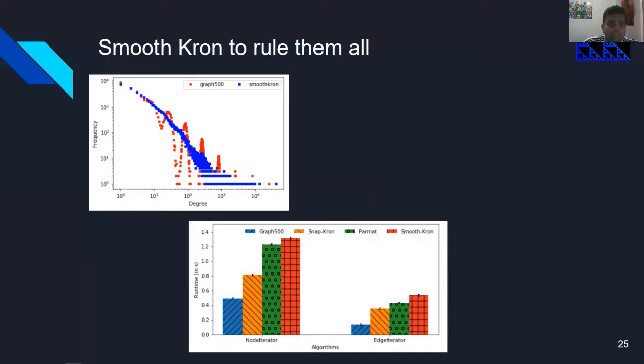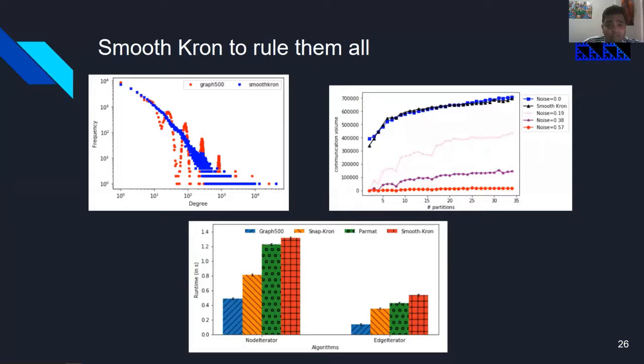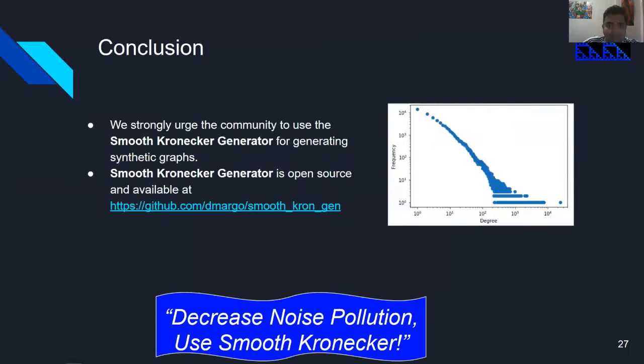Here, the graph generated using Smooth Kronecker has the highest runtime for 2 different algorithms of triangle counting on Galois, a popular graph processing system, as compared to the graphs generated using the original and noisy Kronecker models. Moreover, Smooth Kronecker provides these benefits without affecting the partitionability of the graph that is generated. Smooth Kronecker preserves the partitionability of the original Kronecker model, unlike the noisy Kronecker generators.